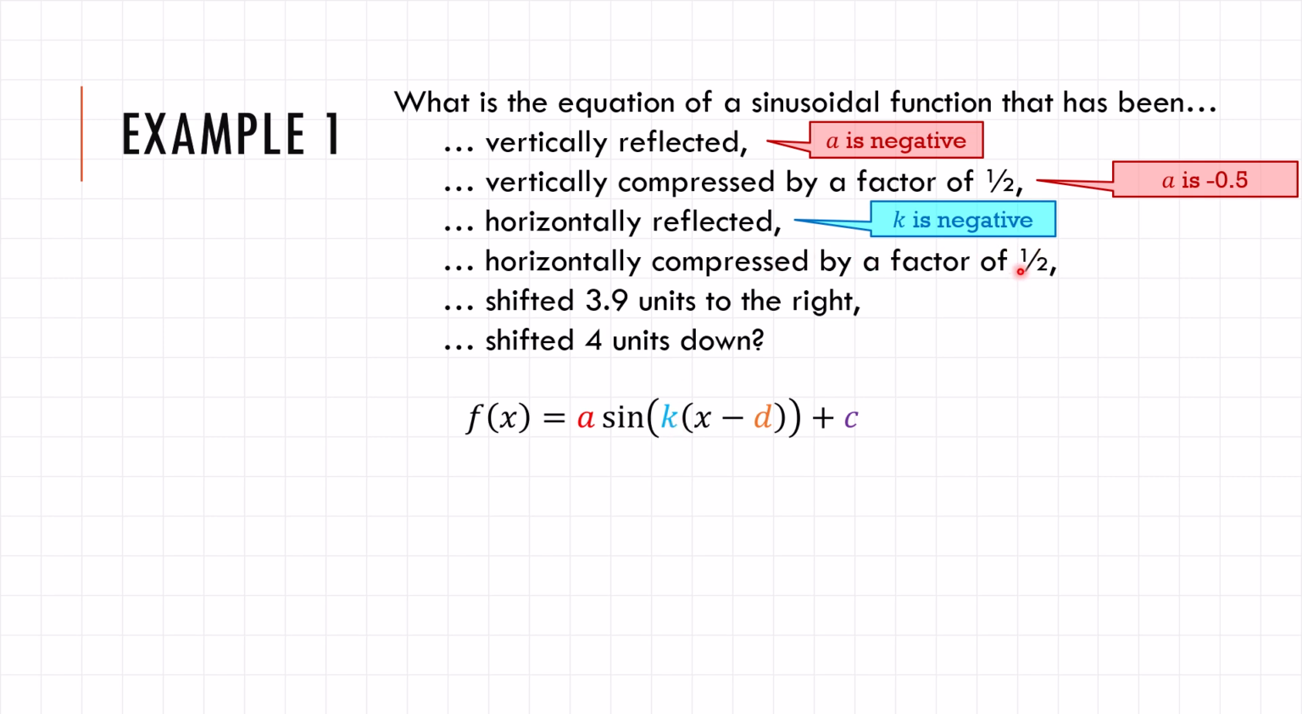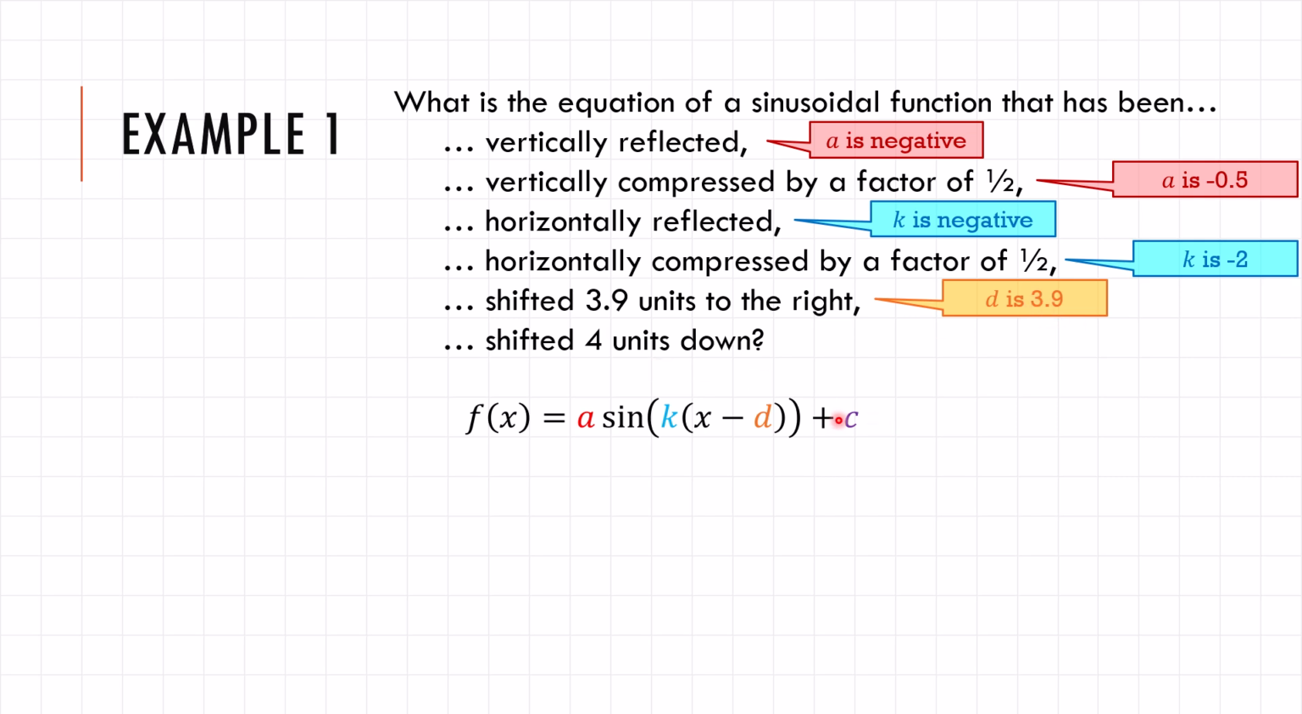By a factor of 1 over 2, well, that tells me that I have to take the reciprocal of this, and the reciprocal of 1 over 2 is 2 over 1. And because I know it's negative, k has to be negative 2 over 1, which is just negative 2. If the function was shifted 3.9 units to the right, shifting to the right means d is a positive number, and therefore d would be positive 3.9. Of course, in my equation, it'll actually look like x minus 3.9, but the value of d is still positive.